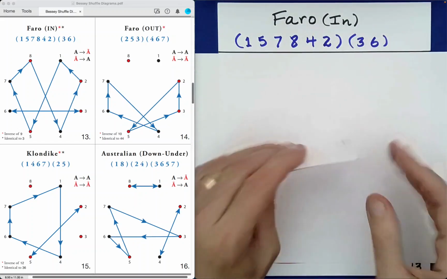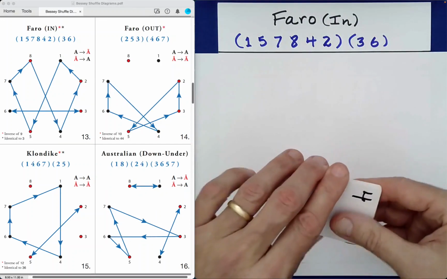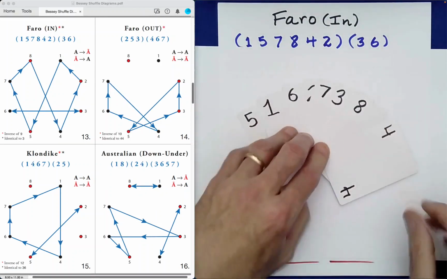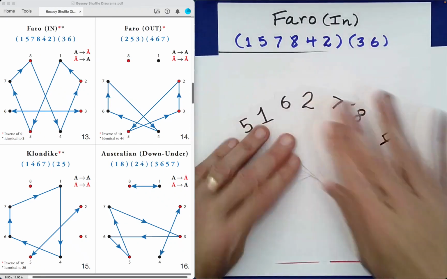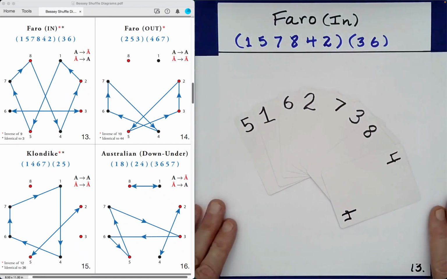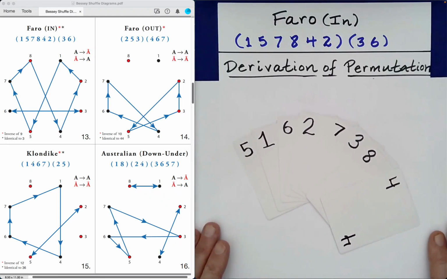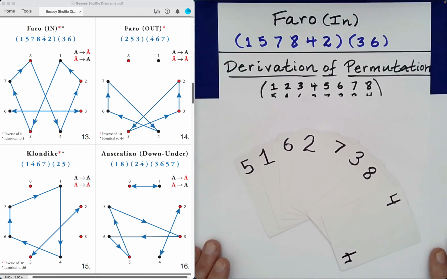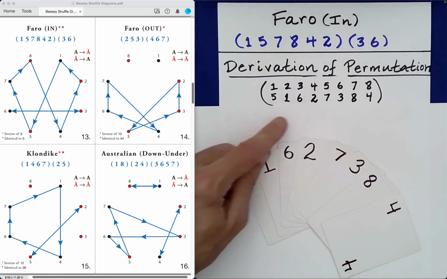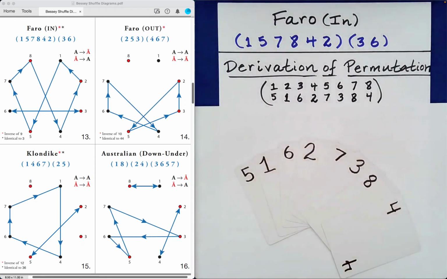So let's take a look at the new ordering of the cards. Okay, so the new ordering will be 5, 1, 6, 2, 7, 3, 8, 4. And so that's what I've written for our Cauchy's two-line notation of this permutation. 5, 1, 6, 2, 7, 3, 8, 4.